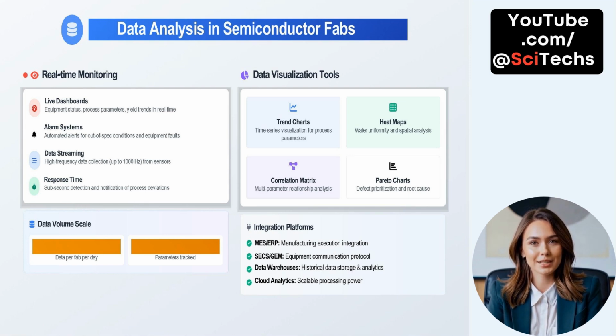To make sense of this data, fabs use powerful visualization tools. Trend charts illustrate time series behavior of key metrics, while heat maps reveal spatial variability across wafers. Correlation matrices help identify relationships between parameters, and Pareto charts prioritize defects and isolate root causes. Supporting these efforts, fabs deal with vast data volumes daily and rely on integration platforms like MES and ERP for execution, SECS/GEM for communication, data warehouses for historical analytics, and cloud analytics for scalable processing power.